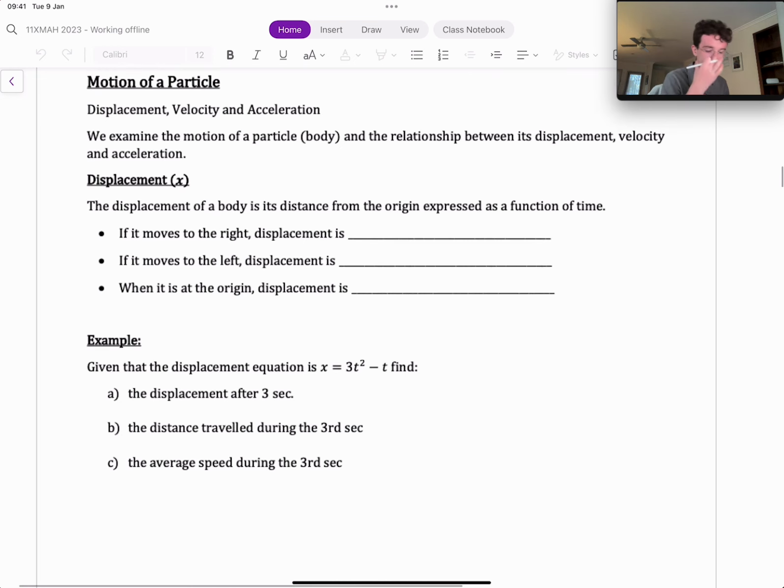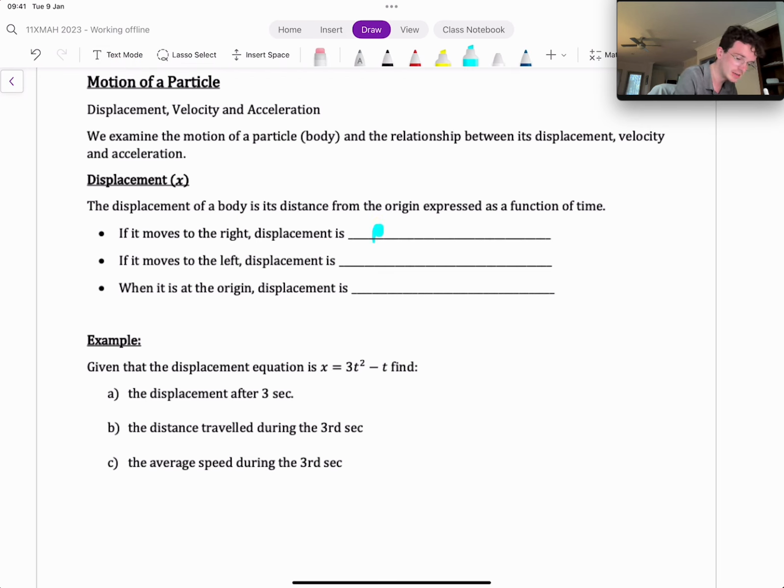The first thing we're going to talk about is displacement. The displacement of a body is its distance from the origin expressed as a function of time. If something moves to the right, its displacement is positive. If it moves to the left, its displacement is negative. And when it's at the origin, its displacement is 0.